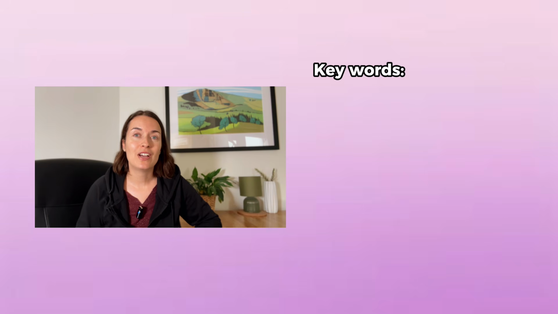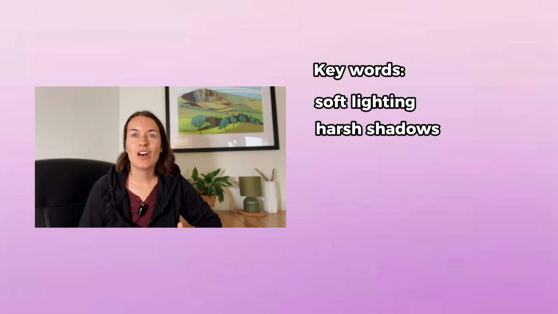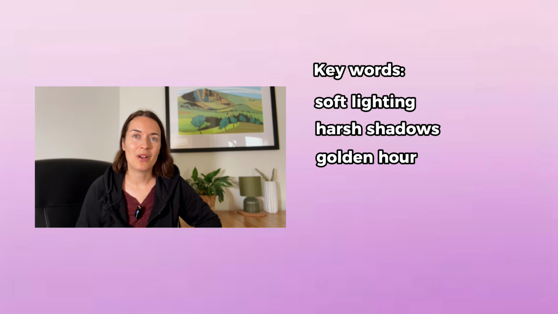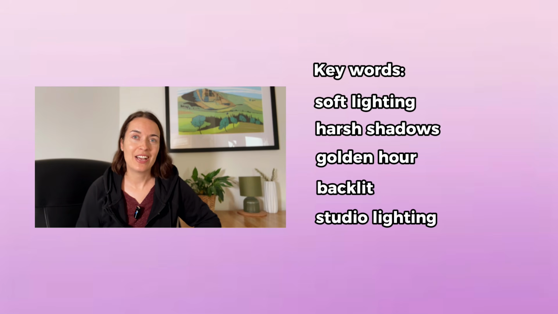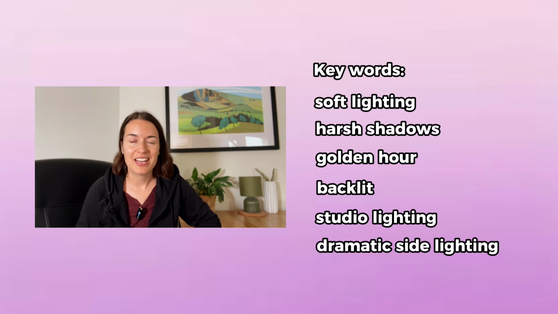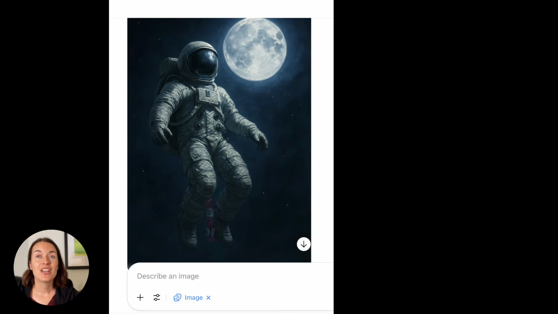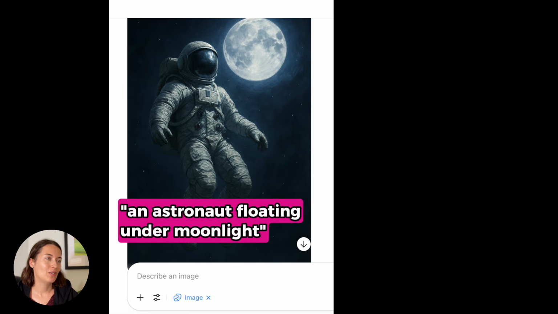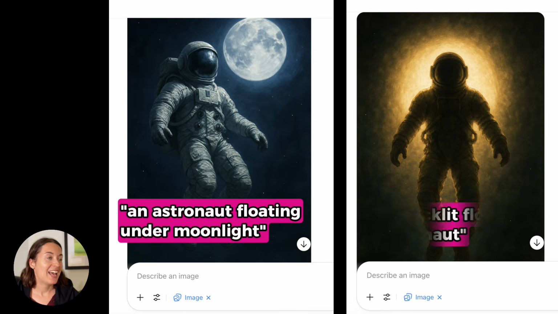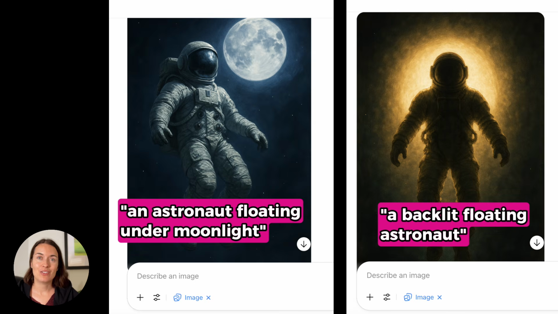The next one is lighting, and different lighting in an image will create a very different result. So you need to be able to describe it if you want to create a specific mood. For example, you can use phrases like soft lighting, harsh shadows, golden hour, backlit, studio lighting, dramatic side lighting, soft morning light, and so on. So here's a picture of an astronaut floating under moonlight, and here's a picture of a backlit floating astronaut. They're quite different, aren't they?